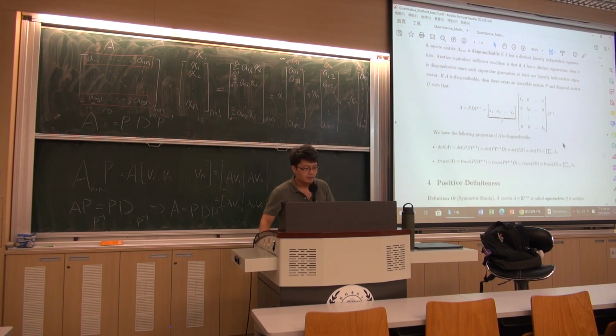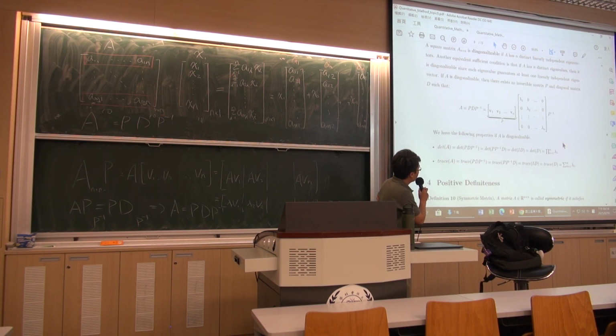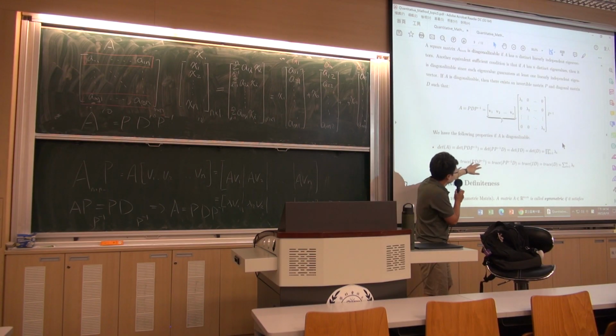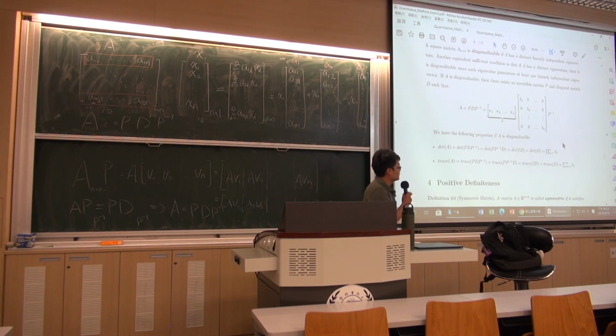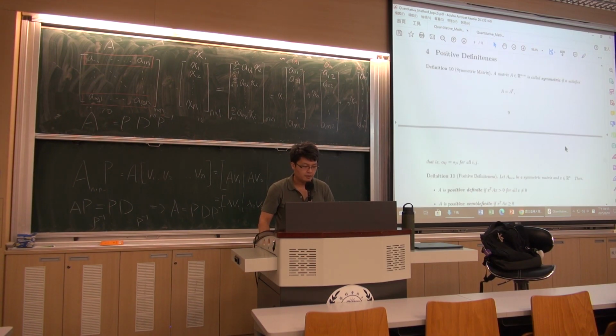Okay, so here are some properties of it. If A is diagonalizable, then the determinant of A is the product of all the eigenvalues, and the trace of it is the sum of all the eigenvalues here. Right. Okay. Now, positive definiteness.